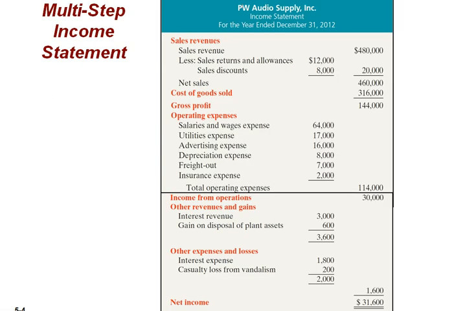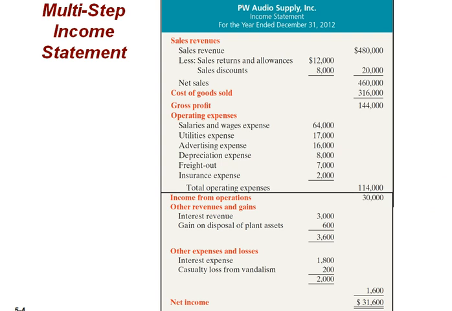Here's a multi-step income statement for an organization, PW Audio Supply, for the year ended December 31st, 2012. And notice how many steps it takes to get to net income. You have a step to get to net sales, subtract cost of goods sold, step to get to gross profit, subtract operating expenses, and then you have income from operations. Then you have peripheral items that net to $1,600, and you have net income. So several steps are involved in getting to net income.